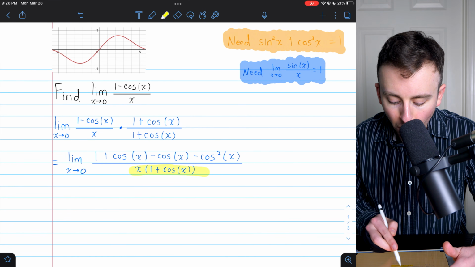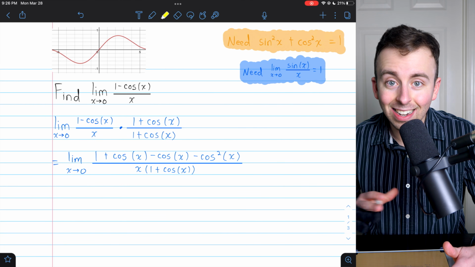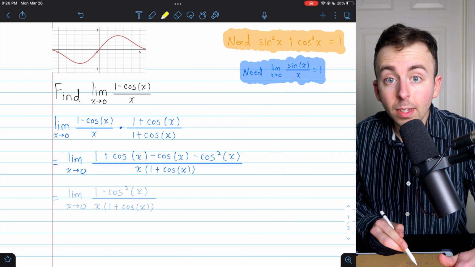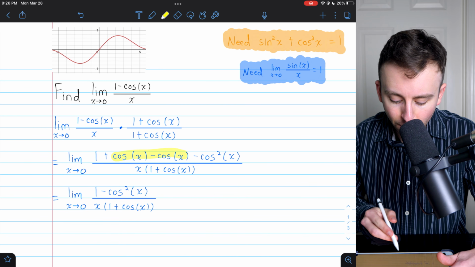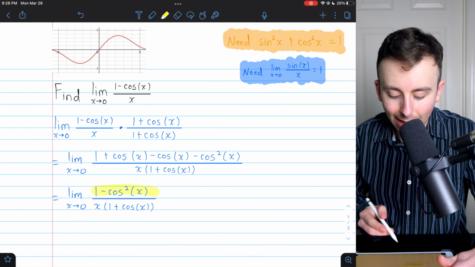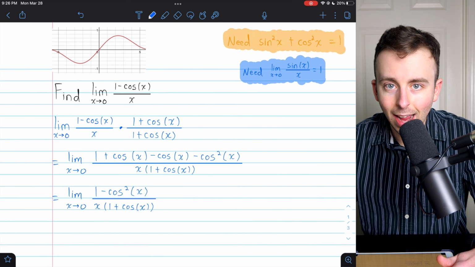In the denominator, of course, we've got x times (1 plus cosine x). Nothing too crazy there. Let's go ahead and simplify this. Like we said, cosine x minus cosine x cancels out, and we're left with 1 minus cosine squared of x divided by x times (1 plus cosine x).